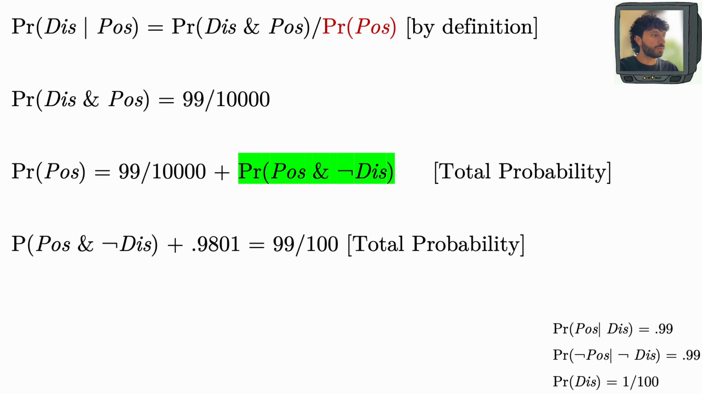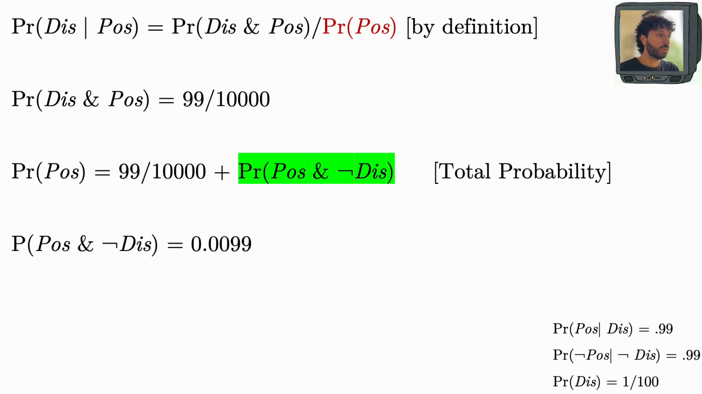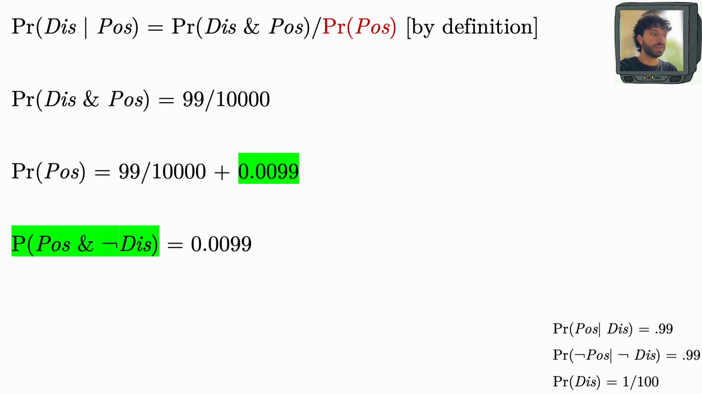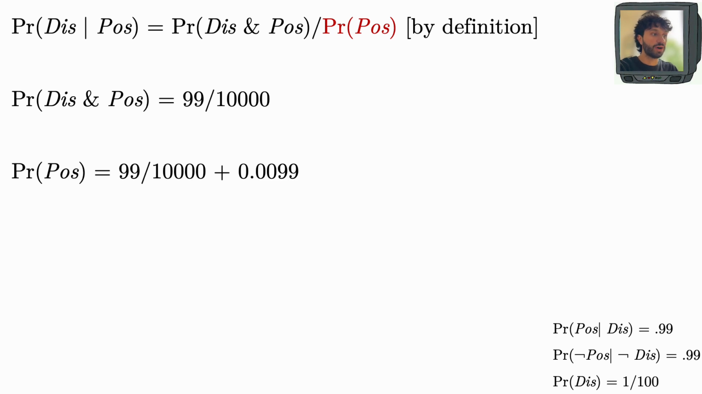Because now we can know what the probability of testing positive and having the disease is. We just use some simple algebra. We subtract both sides by 0.9801, and we get that the probability of testing positive and not having the disease is 0.0099. And this is just the same as the highlighted green part, so we can replace it in the equation above. And so we know what the probability of testing positive is. We just add it and we get 0.0198.